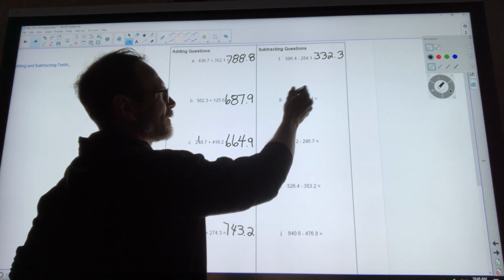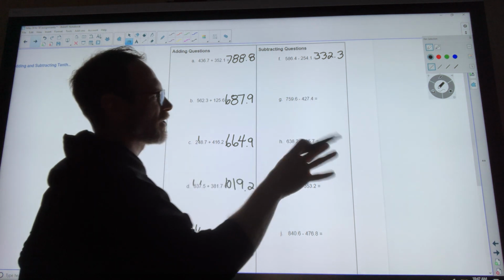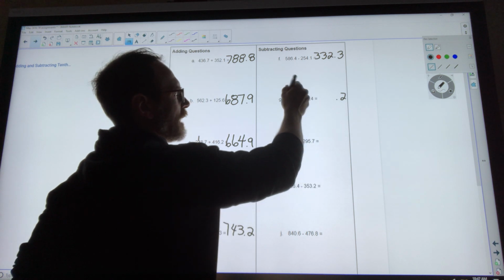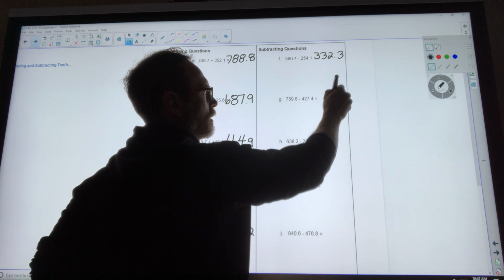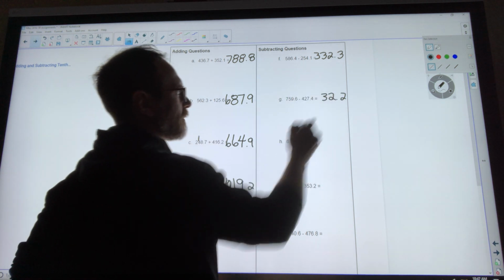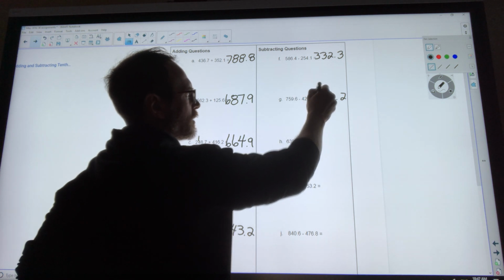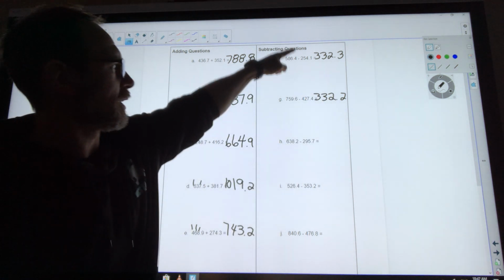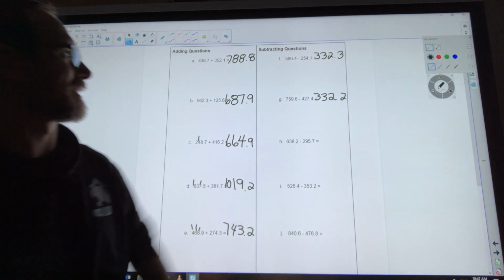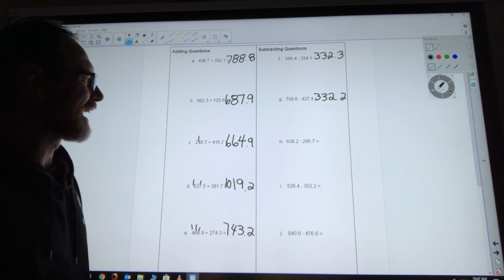Now I have 759.6 minus 427.4. I know my answer is going to be 300 something again. 6 tenths minus 4 tenths is 2 tenths. 9 minus 7 is 2. 50 minus 20 is 30, so 5 minus 2 is 3. And 700 minus 400 is 300, so I have 332.2. Pretty close to the number above. In fact, it's exactly the number above, except for the tenths place. So I got 2 that were pretty close to each other.